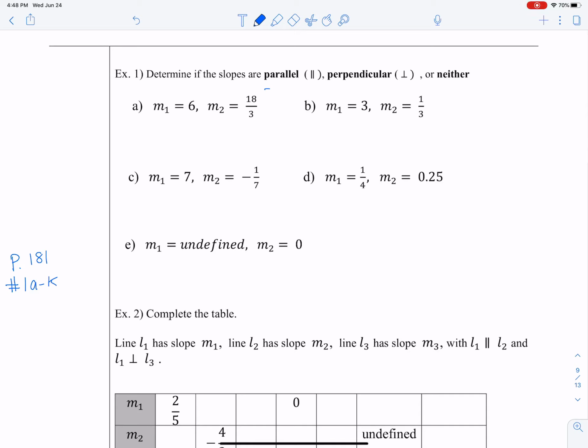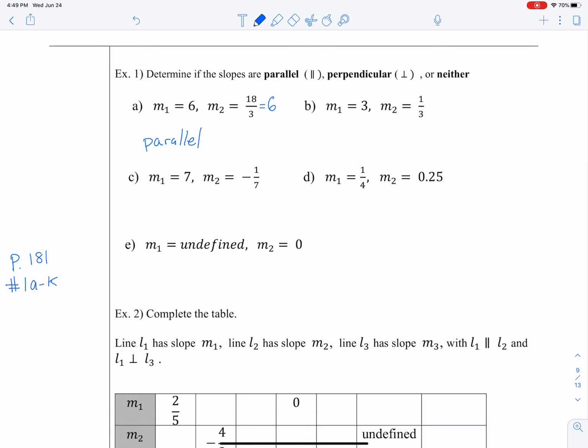So here we have 6 and we have 18 over 3. Well, at first glance, these might not look like anything. However, we can simplify 18 over 3. 18 over 3 becomes 6. So now we have slope of m1 is 6 and m2 is 6. These slopes are identical. So identical slopes means parallel.